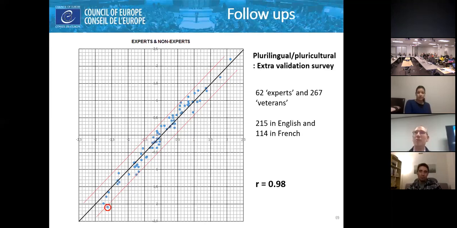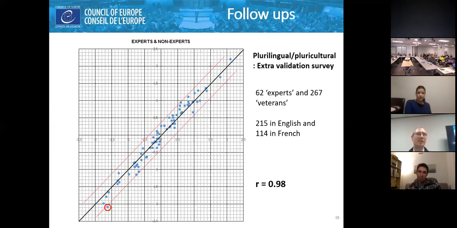Wow. The 2 groups agreed almost entirely. Correlation of 0.98 between the 2 of them. Although some were doing it in English, some in French, some were self-proclaimed experts in the area, others were veterans from the project. Only one item, these red lines show the classic 95%, 5% thing for statistical significance, is outside that. And that item was completely different.